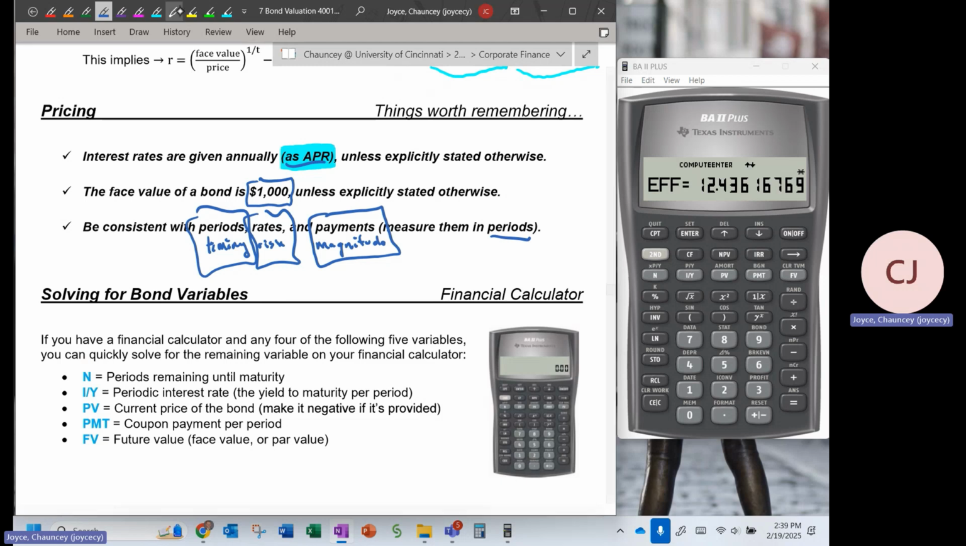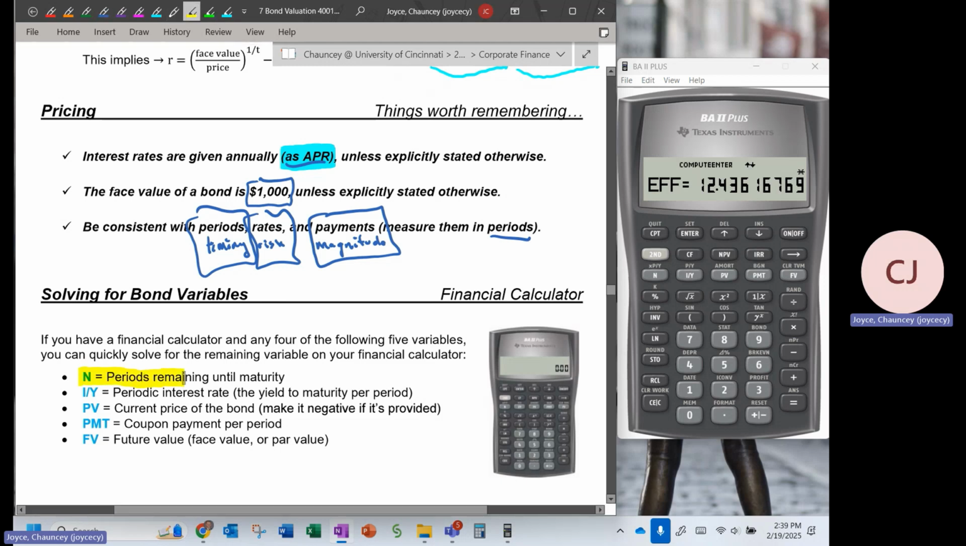So just think of them not in terms of years, but think of N as periods remaining until maturity. Think of your IY as your yield to maturity, or your periodic interest rate. That's your yield to maturity per period. Present value, that's the current price of the bond. Put that negative if it's provided. Payment, that's your coupon payment per period, and then FV, future value, often called face or par. Don't get tripped up. If the professor quotes this as your par value, it's not PV, it's actually still face value or future value. That's the cash flow you get at the end.